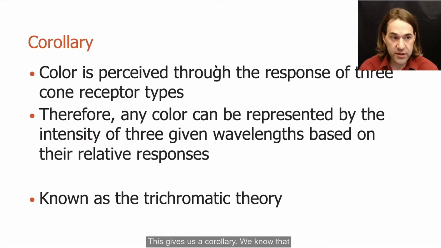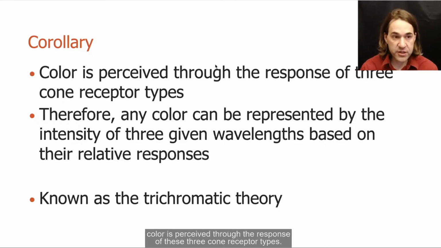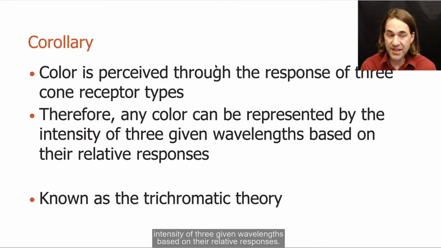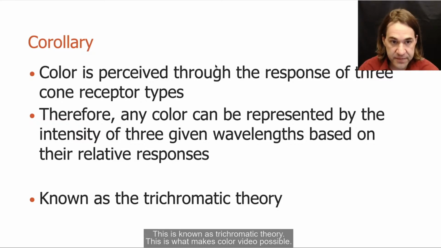This gives us a corollary. We know that color is perceived through the response of these 3 cone receptor types. Therefore, any color can be represented by the intensity of 3 given wavelengths based on their relative responses. This is known as trichromatic theory. This is what makes color video possible.